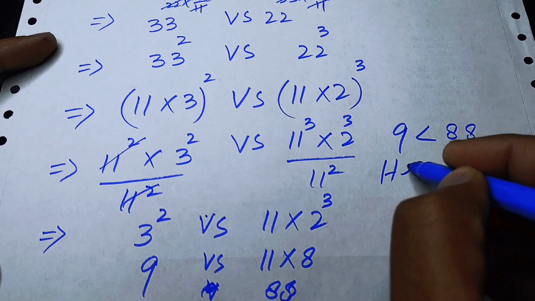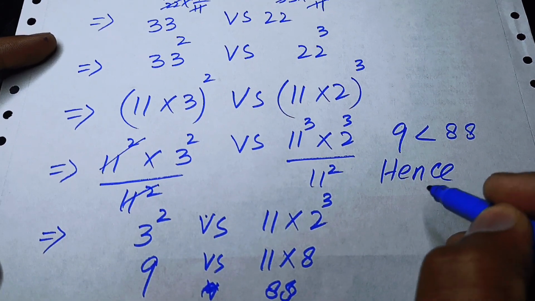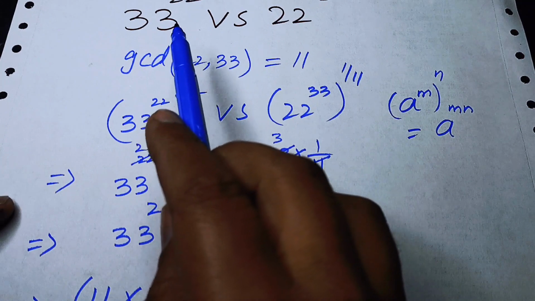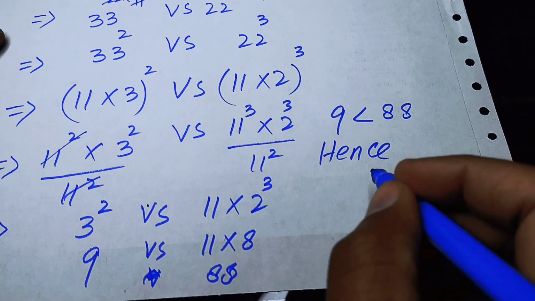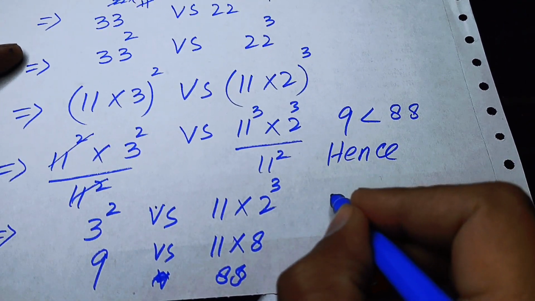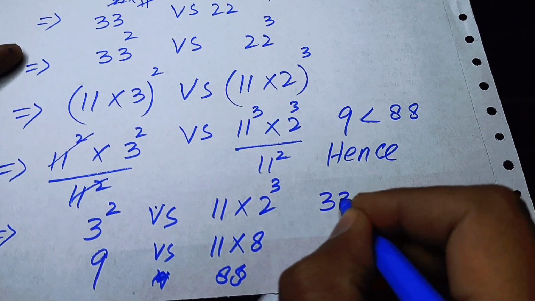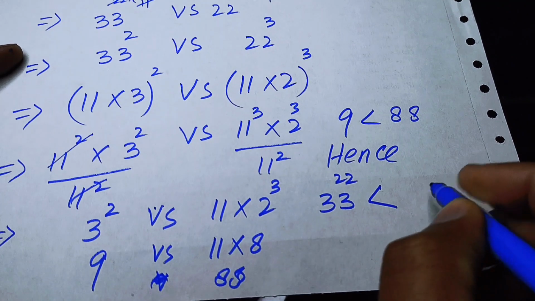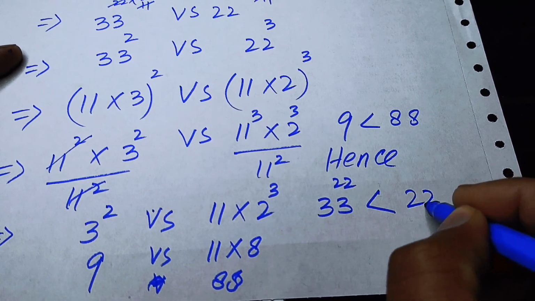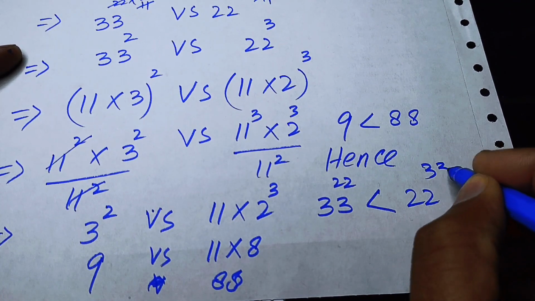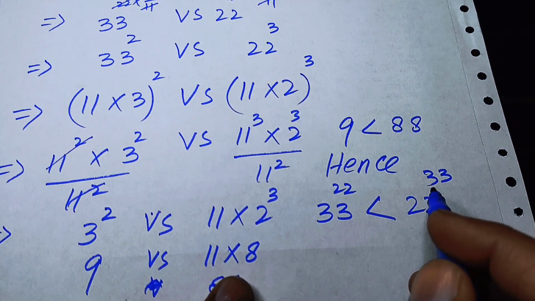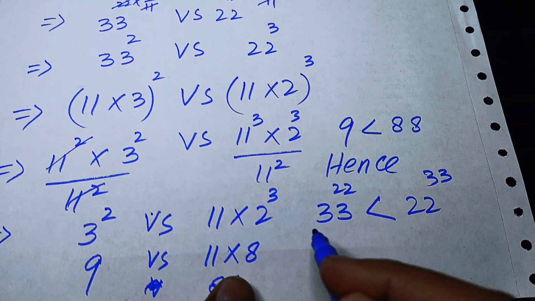Hence we can conclude our final answer for the two given integers, 33 to the power of 22 and 22 to the power of 33: the number 33 to the power of 22 is less than 22 to the power of 33, or we can say that the number 22 to the power of 33 is greater than this number.